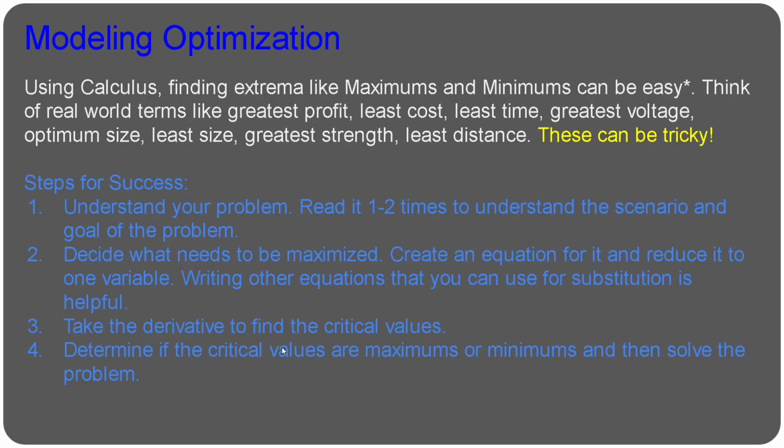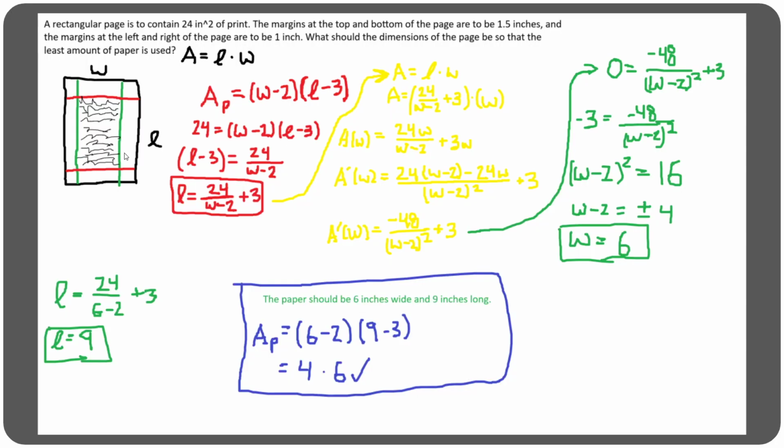And then you take the derivative to find the critical values. And then you determine if the critical values are the maximums or minimums, and you correctly solve the problem. So let's look at this example problem. This one's a little more difficult than normal, but it's still not too bad if you understand what you're doing.